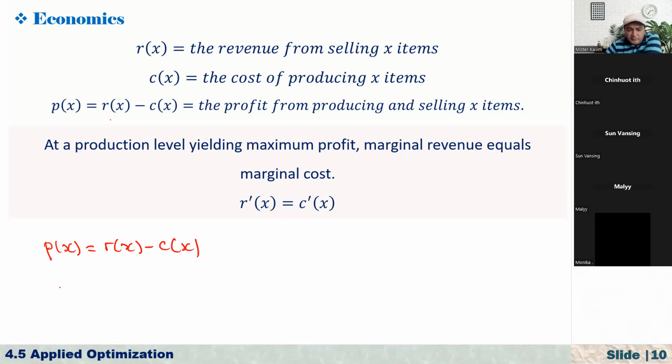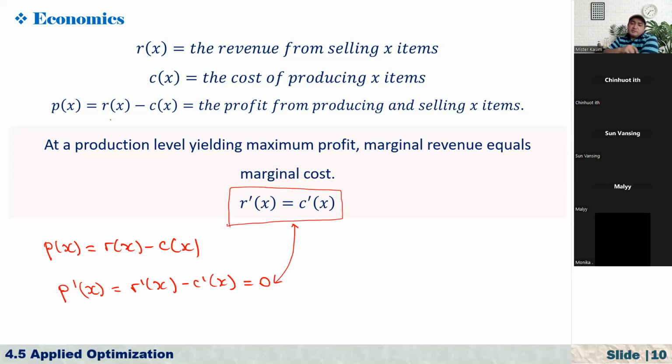To maximize this profit, again, we need to find the critical point. P prime of X is R prime of X minus C prime of X. So this should be equal to 0, right? And if it is equal to 0, that means we have to solve this equation. They're equivalent to each other, right? Now if I solve this equation, that X, the number of items, gives us some idea where we can have maximum profit or minimum profit.